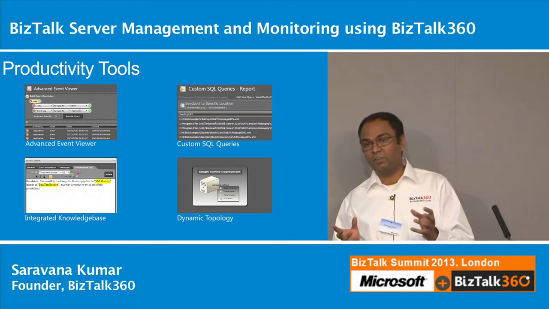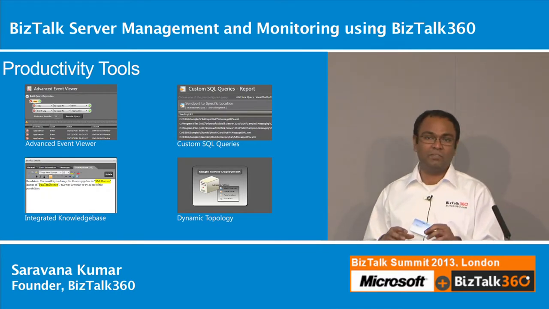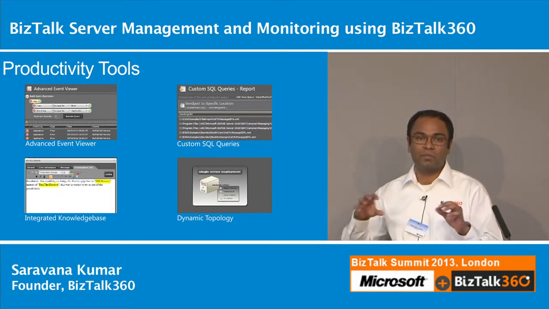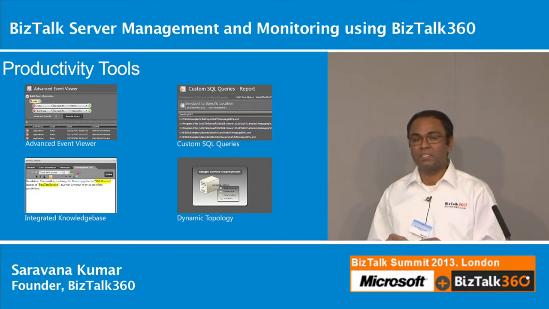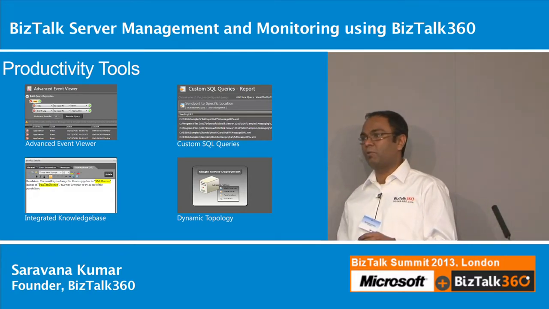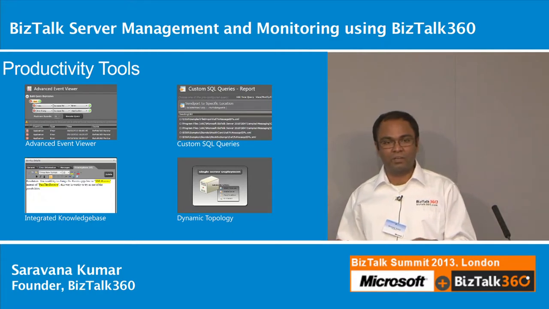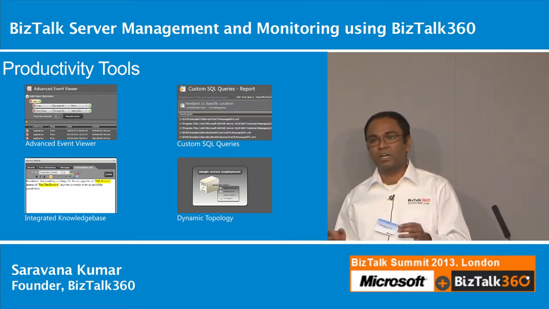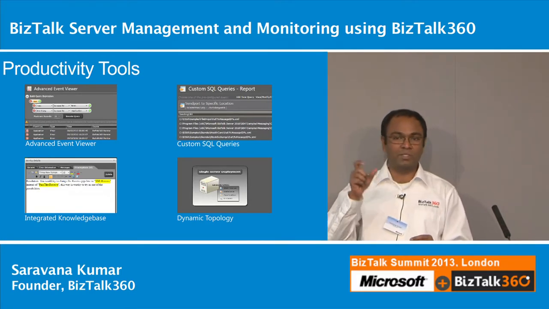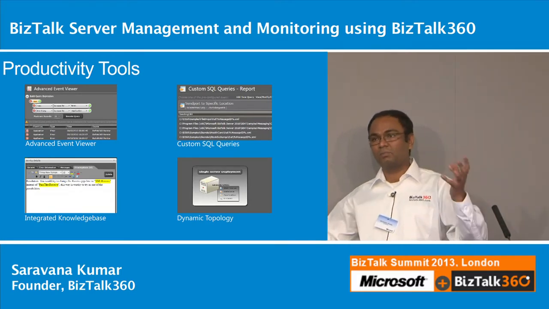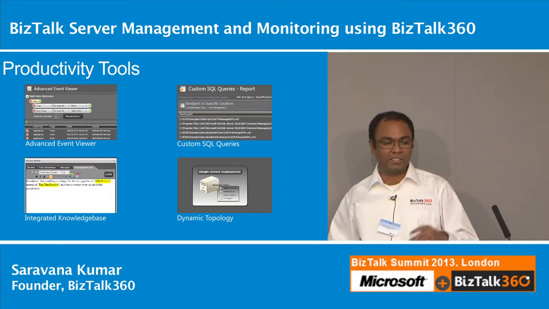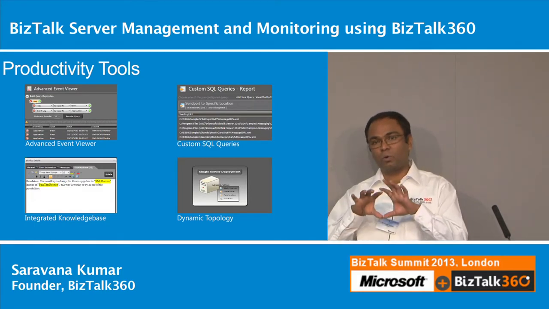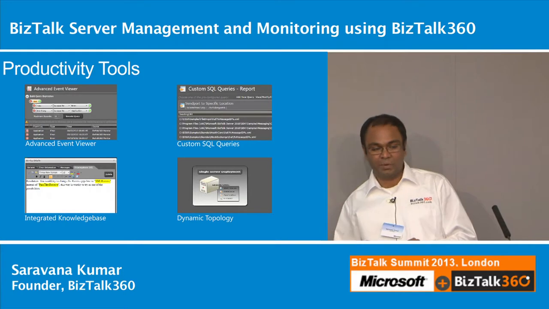So advanced event viewer is one thing. Basically we collect all the information from different servers and keep it in a central place. And you can actually put rules around it. You don't need to collect each and everything like your firewalls and SQL user access and all those kinds of things. You can say I'm interested in all the BizTalk related sources, and it'll collect everything and keep it in a central place. And you can actually query against your whole BizTalk group from a single place.